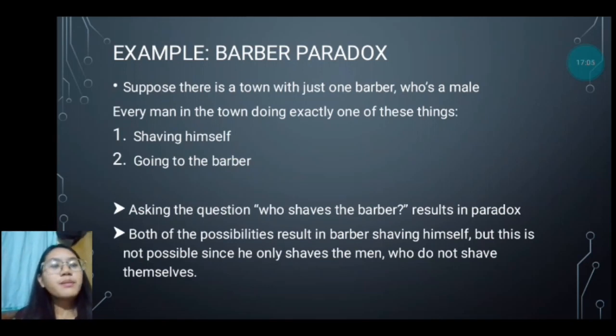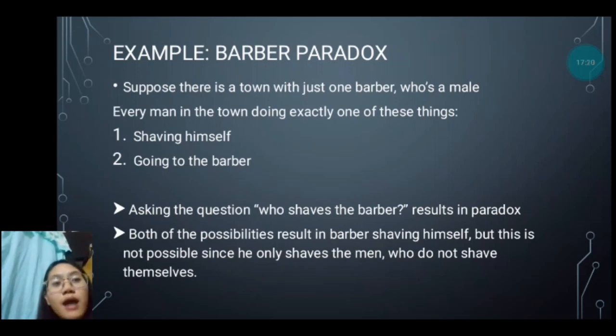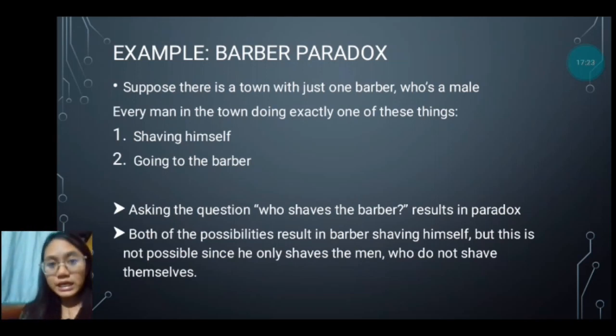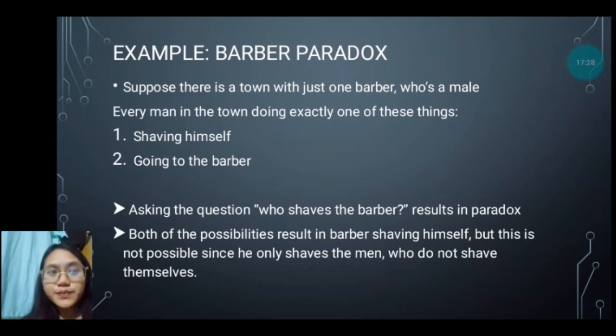For example, we have here the barber paradox. Suppose there is a town with just one barber who is male. Every man in the town does exactly one of these things: shaving himself or going to the barber. In this town, every man keeps himself clean and shaven. Asking the question, who shaves the barber? This results in a paradox. Both possibilities result in a contradiction: if the barber shaves himself, that is not possible since he only shaves the men who do not shave themselves.